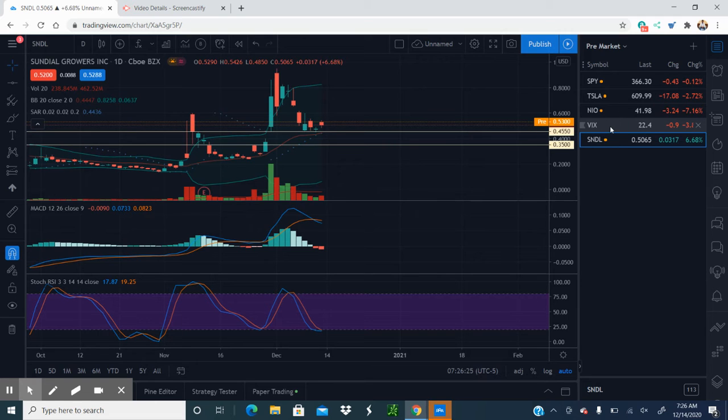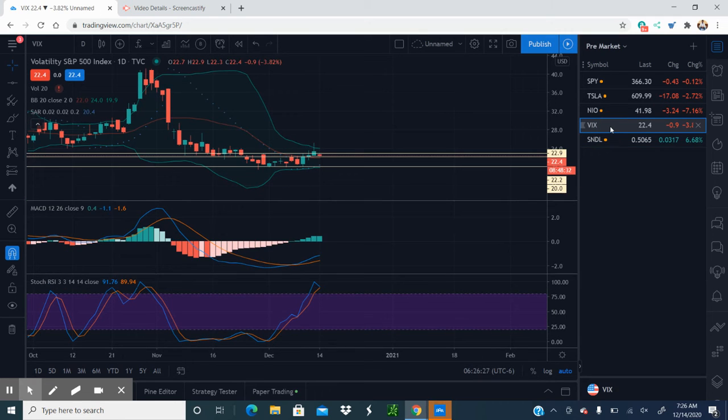Let's start there. You always want to start, from a technical analysis point of view, with the VIX. The VIX is considered the fear index. I do recommend, if you don't know what the VIX is, do a little homework on that. It kind of gives you a prediction of what the market's going to do. So if the VIX is up, stocks are down. If the VIX is down, stocks are up.